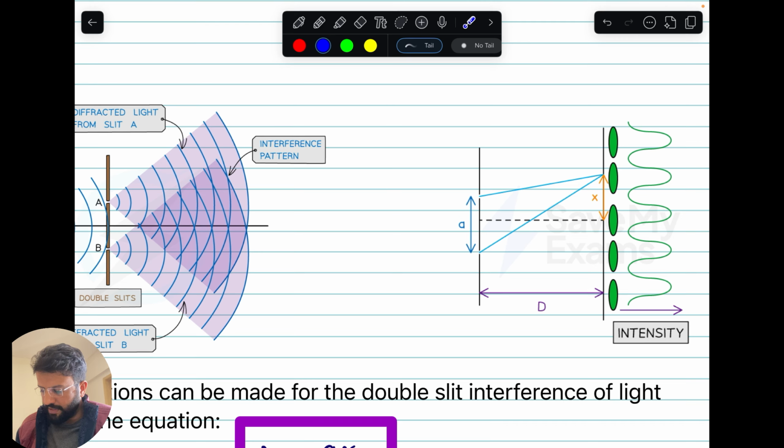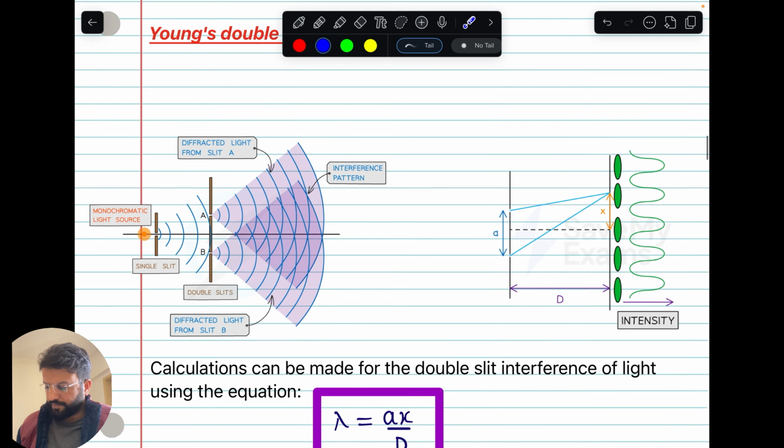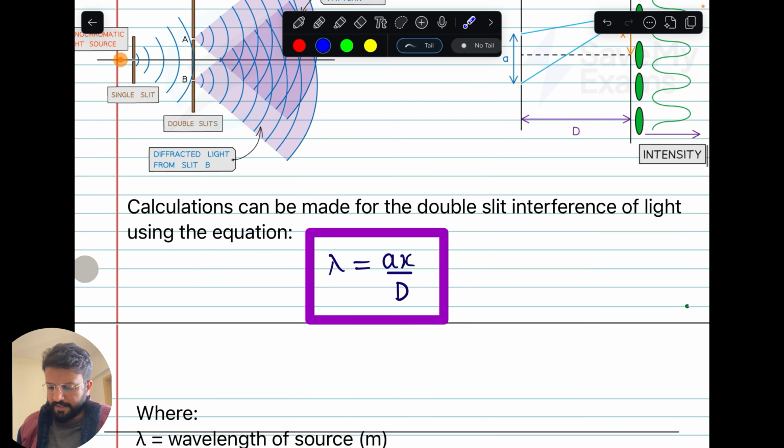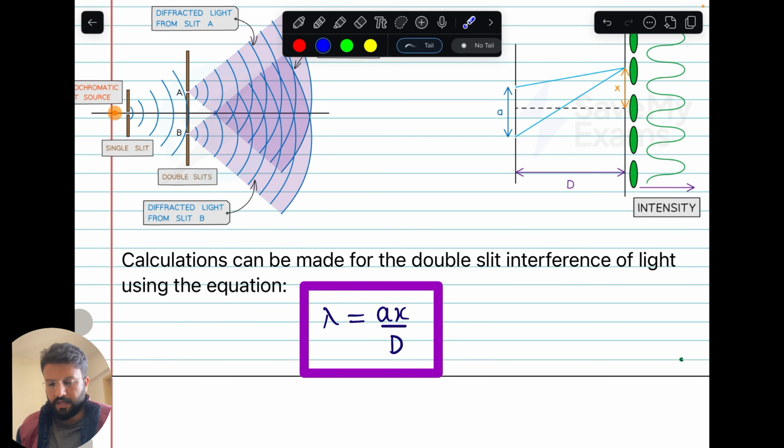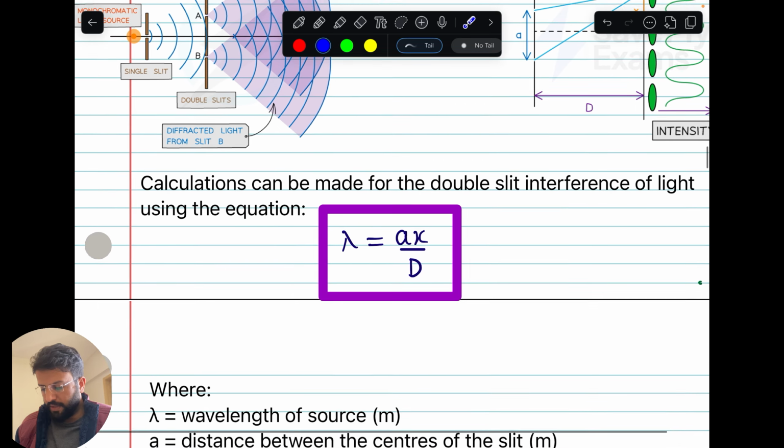The separation between the screen and the slits is D, and this D is the largest distance among all three of them. It will be of higher magnitude. They are usually measured in centimeters or millimeters. This is the relation for the Young double slit experiment: lambda equals ax divided by D, and you know what a, x and D are representing.